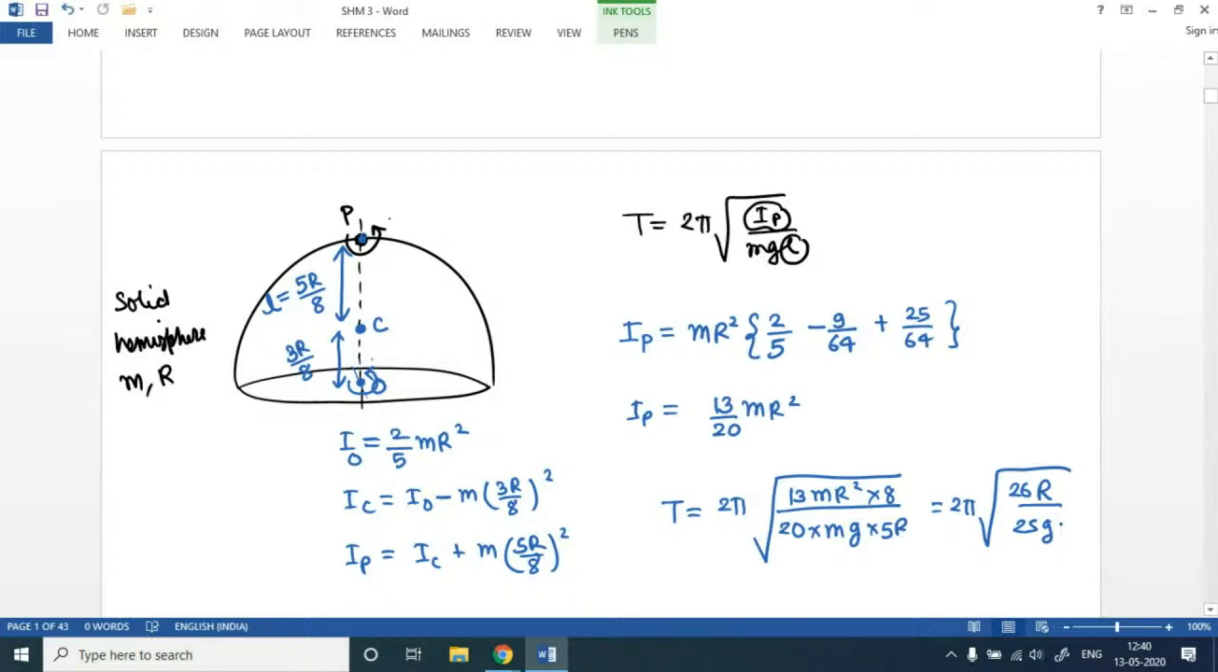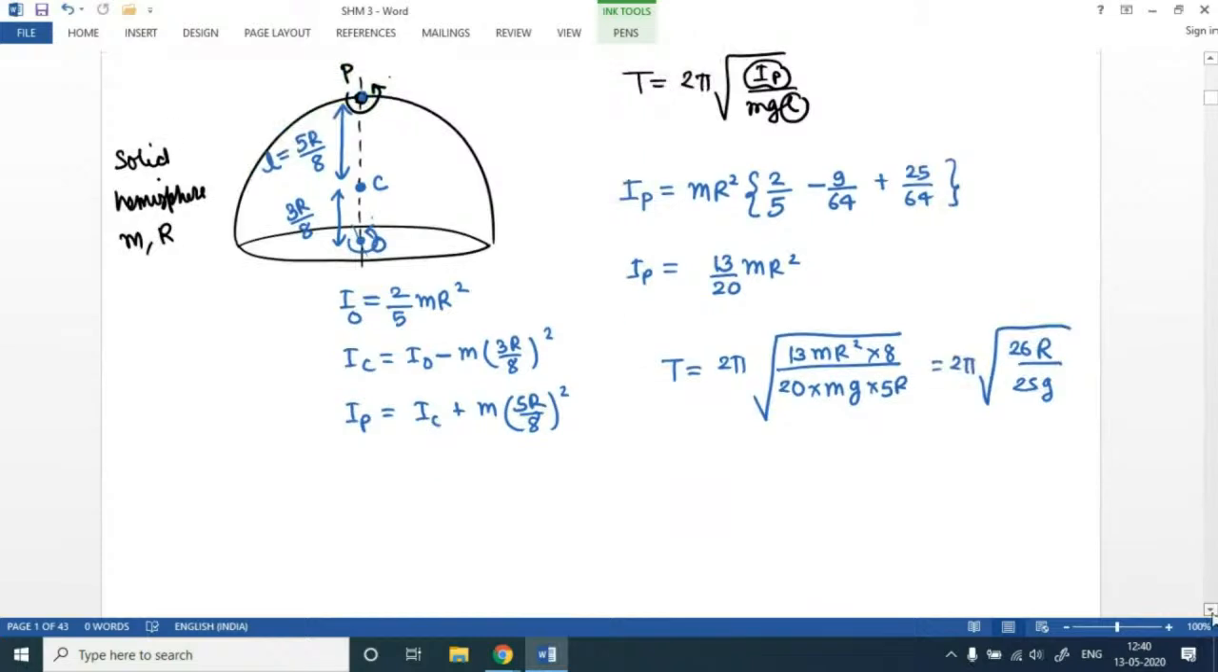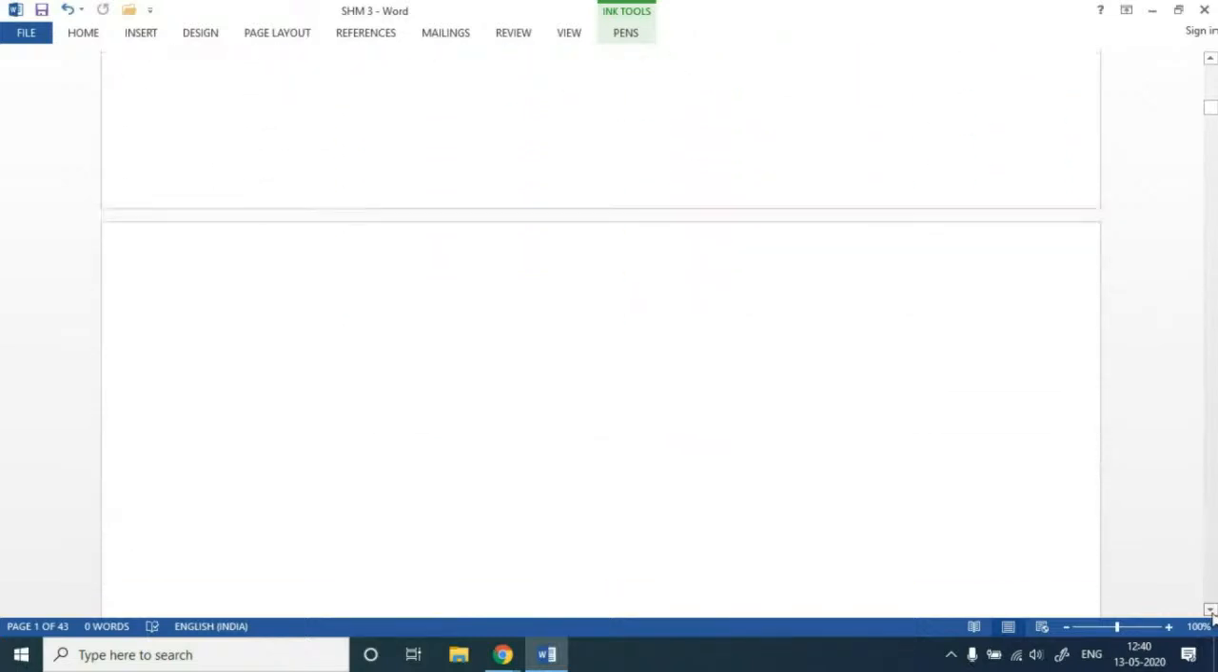Okay, let's look at some other example of angular SHM. This was one case of a physical pendulum. You can have many problems of that nature, for example different types of bodies suspended from different points, and you can find the time period, etc. So that was one model.